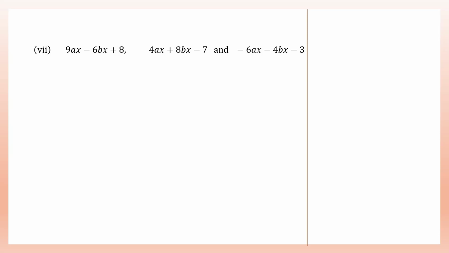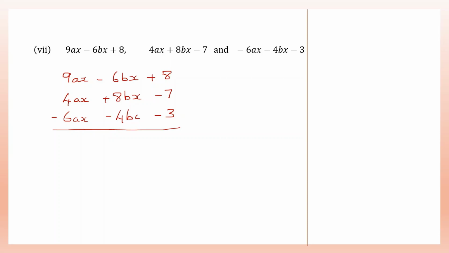Next question. 9ax minus 6bx plus 8. Second expression, 4ax plus 8bx minus 7. Third one, minus 6ax minus 4bx minus 3. Let's put down all the signs.